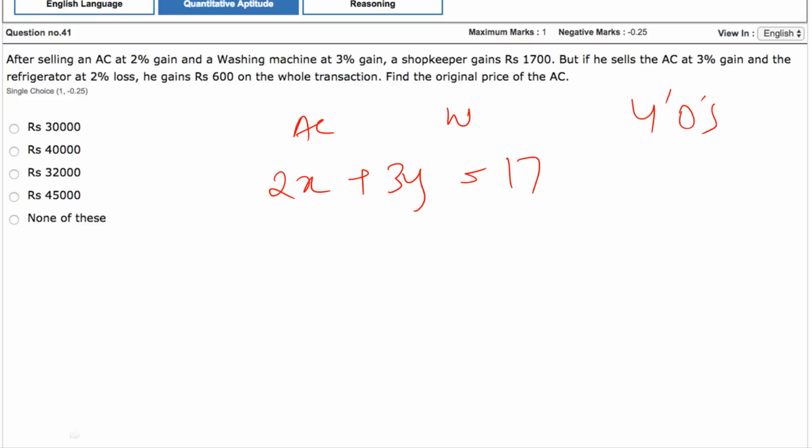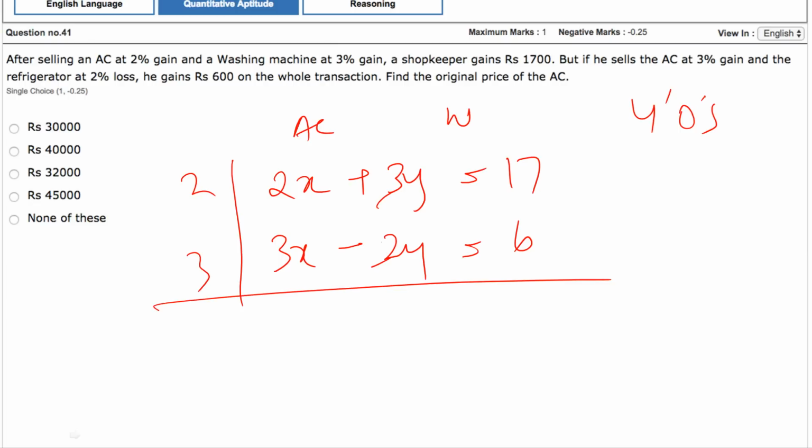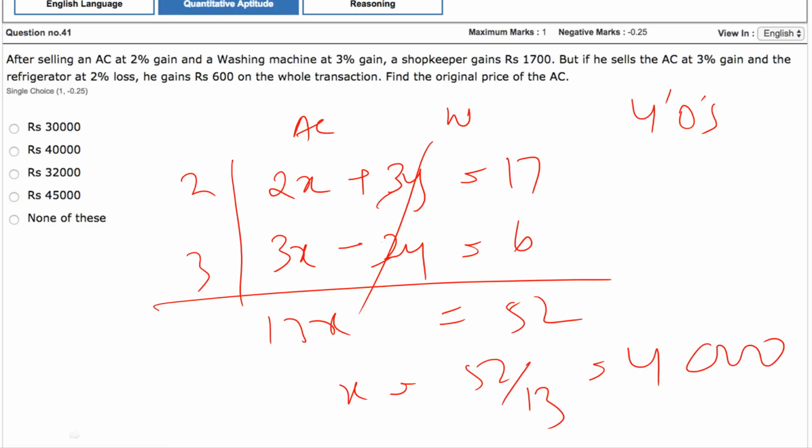Next, he sells AC at 3% gain. So this is again 3%, whereas the refrigerator has 2% loss, and that gives me 6. As simple as that. Now I have to calculate AC. So I have to multiply this by 2 and this by 3. Simple. So this is 34 plus 18, which gives me 52 here. This part will get cancelled. 4 plus 9 is 13x. So x will be equal to 52 by 13, which is equal to 4 followed by 4 zeros. This is my answer.